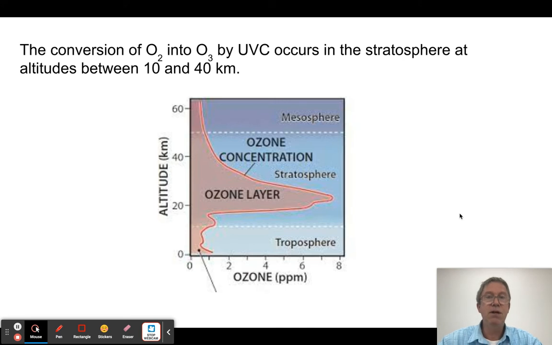So this conversion of O2 into O3 by UVC light tends to occur in the stratosphere between the level of maybe 10 and 50 kilometers above us.